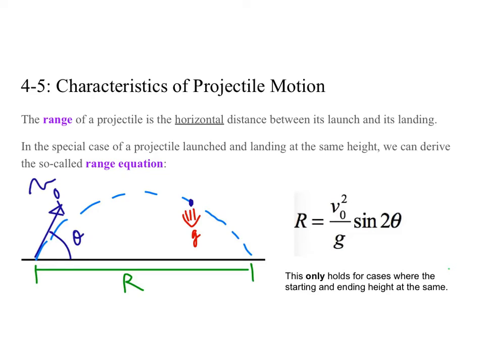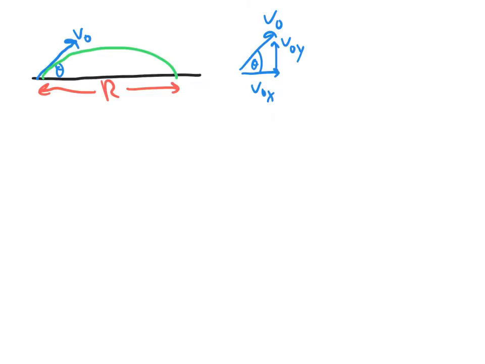The range is v0 squared over g, where v0 is the muzzle speed, times sine of twice the angle of launch. This only holds for cases where the starting and ending height are the same. So let's derive that. For x, the x would be at any time v0 cos theta, that's v0x, all times the time we're talking about.